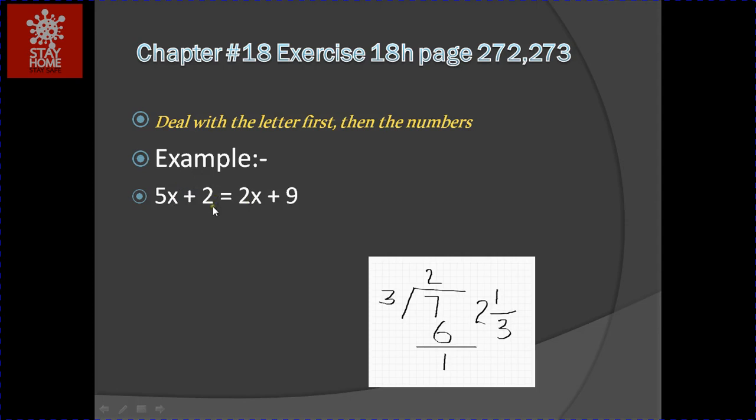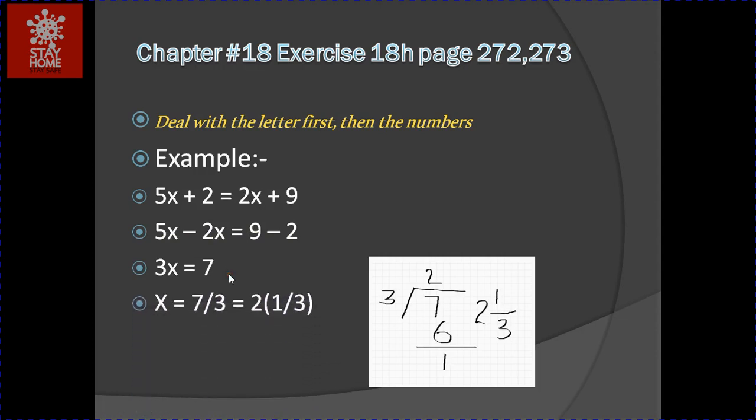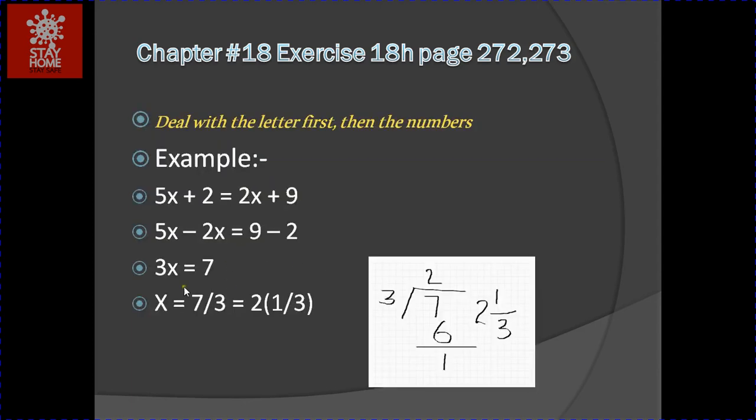When you bring this plus 2 from here to here, after 9, not before 9, it will be 9 minus 2. So now you can see 5x minus x equal 9 minus 2. 5x minus x equals 4x, and 9 minus 2 equals 7. So x is equal to 7 over 4. 7 over 4, this is an improper fraction.